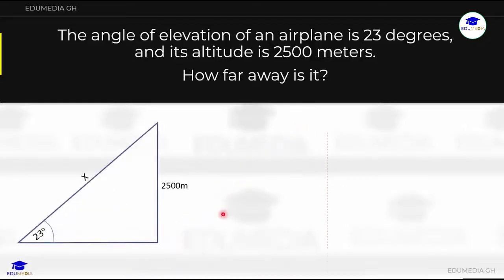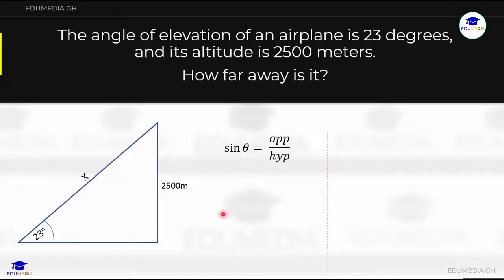The sine function that we're going to use here is sine theta equals opposite divided by hypotenuse. From the figure that we have here, the side that is directly opposite the angle, the opposite, is 2500 meters. Sine theta equals opposite divided by hypotenuse. We have the theta, the 23 degrees, given to us in the question. And the opposite is also given in the question, that's 2500 meters. But what we are looking for is the hypotenuse. So we indicate that with x.